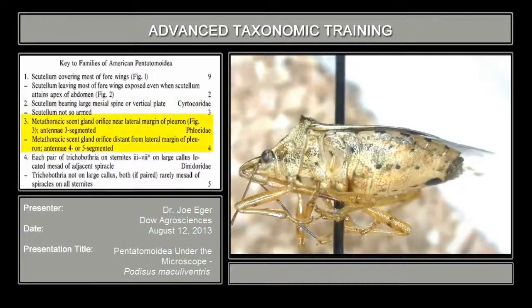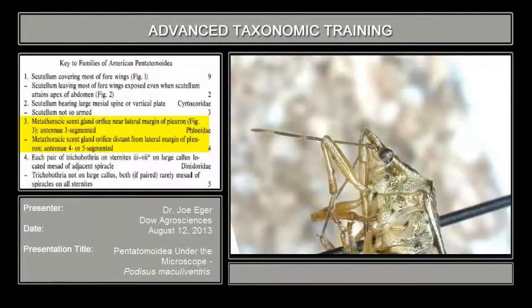Couplet three asks, the choices are metathoracic scent gland orifice near lateral margin of pleuron, or distant from lateral margin of pleuron. And the orifice can be found right here at the base of this sulcus. So it's obviously closer to the legs than it is to the lateral margin of the pleuron. The other part of couplet number three asks you whether the antennae are three-segmented or four- or five-segmented. And you can see, actually, these are five-segmented. There's a small segment here that's very hard to see, but here's two, three, four, and five. So it certainly isn't three-segmented. It's a five-segmented antenna. So that takes you to couplet number four.